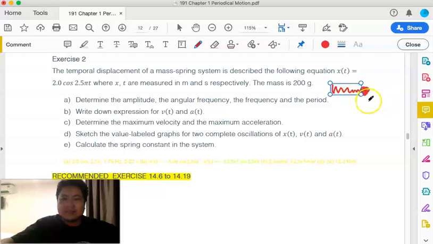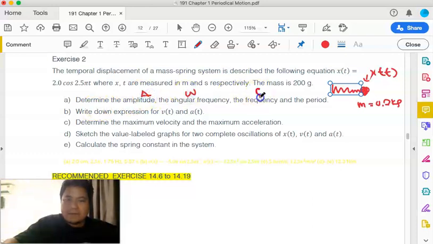The mass is 0.2 kilograms, just to make it in standard form, and the motion is described by x(t). Given this x(t), determine the amplitude A, omega, frequency, and period. So determine all of them from just this information.